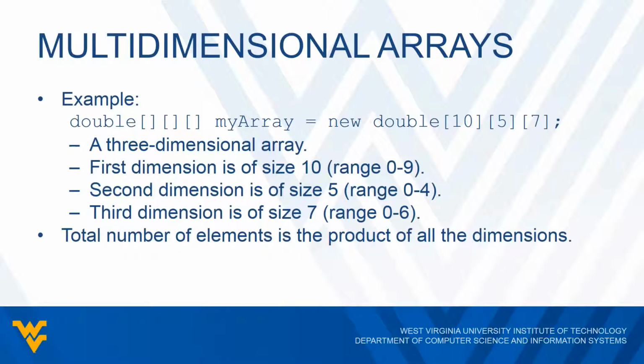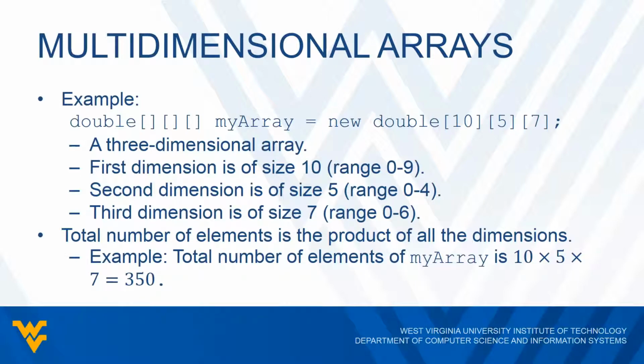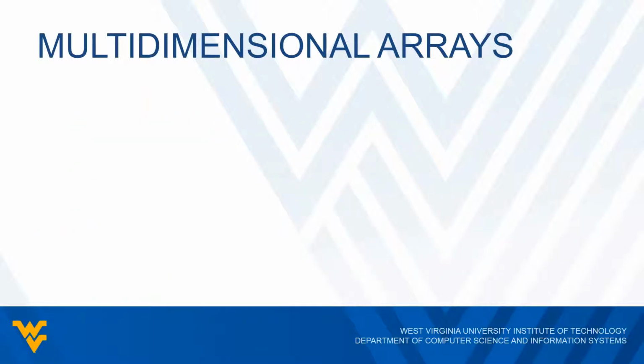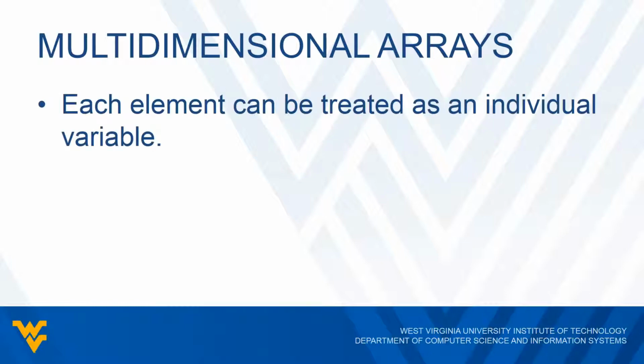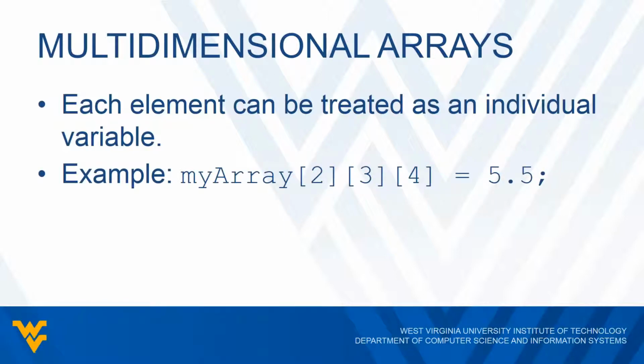Now, we have all these dimensions, and we have so many elements in each dimension. If we want to get the total number of elements, it's simply going to be the product of all the dimensions. So for example, the total number of elements in my array is going to be 10 times 5 times 7, which is going to be 350. And just like one-dimensional arrays and two-dimensional arrays, every single element in a multi-dimensional array can be treated as an individual variable. So for example, I can do myArray[2][3][4] and assign the value 5.5 to that one element. In this case, a single element consists of 3 different indices in order to get that one element.